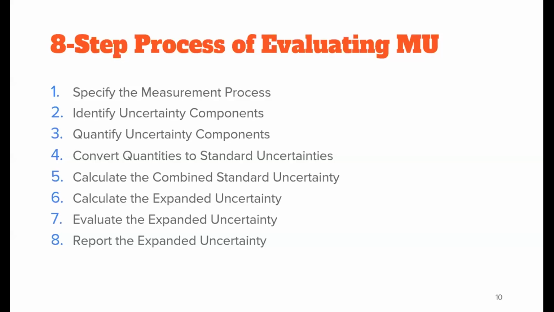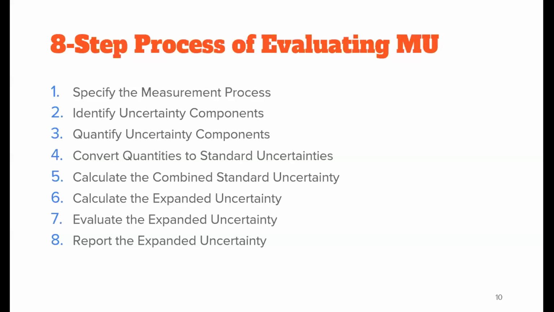The second is to identify the components that contribute to uncertainty, and then to quantify those that do contribute, convert them into standard uncertainties, combine them, calculate the expanded uncertainty. And number 7, evaluate the expanded uncertainty. This is probably the one that has the least to do with math and the most to do with the rest of your laboratory, your QA system, the fitness for purpose of the method, your stakeholders, what you're actually testing for, how these results are used. And lastly, in step 8, reporting the expanded uncertainty, right?